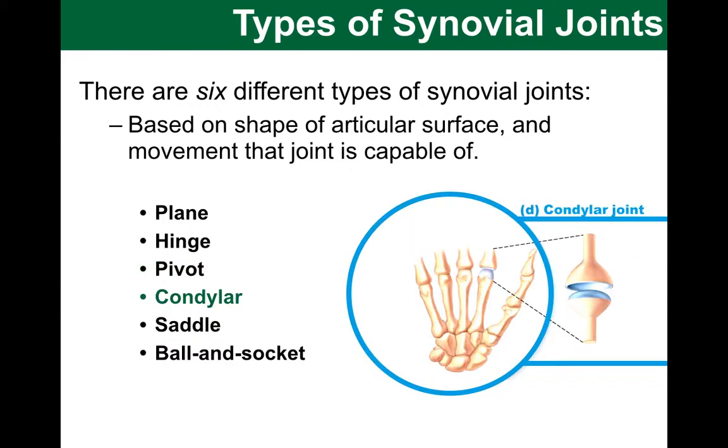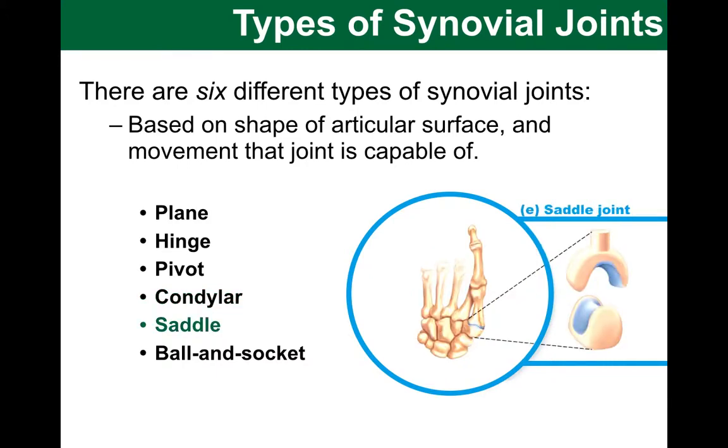Let's have a look at the condylar joint. There is like an oval socket, but note that it is not quite like a ball and socket fit yet. So these would allow a range of movements: flexion, extension, adduction, abduction. As examples, think of the metacarpophalangeal joints. These are our knuckles. Or a wrist joint is another good one.